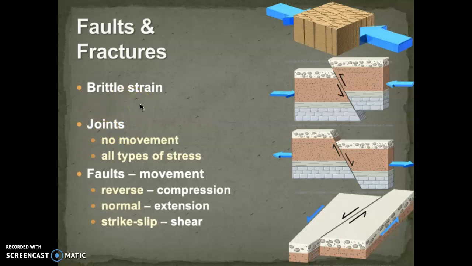If we have extension, which is the third drawing down, you can see the arrows moving away from each other. You'll notice that one side of the fault slides down and away, and that is what we call a normal fault. So that is the result of extensional stress. And then shear stress creates what we call a strike-slip fault. And this view has to be from the top down, and you can see one side is sliding past the other. So we see shear action there, and that's shear stress.